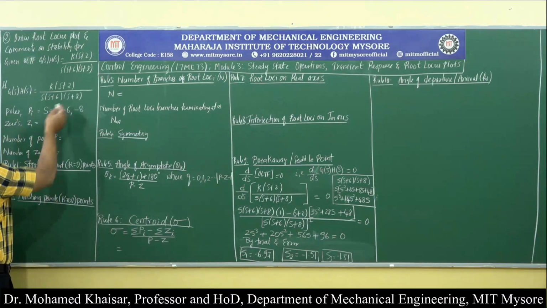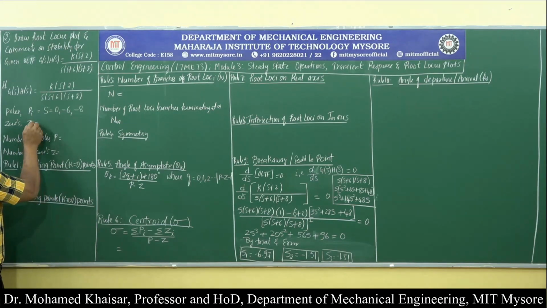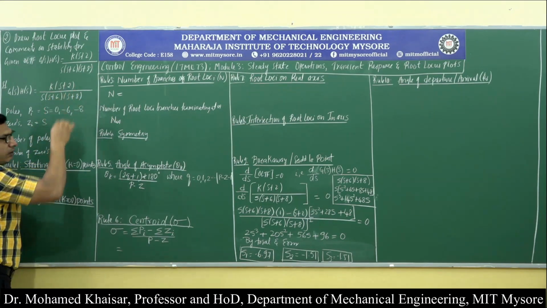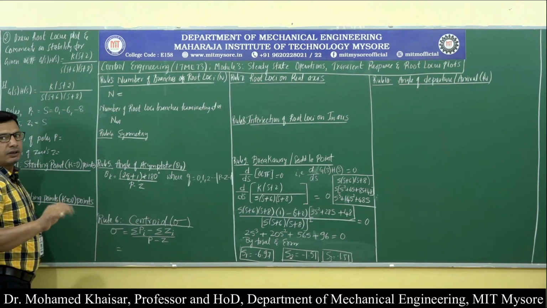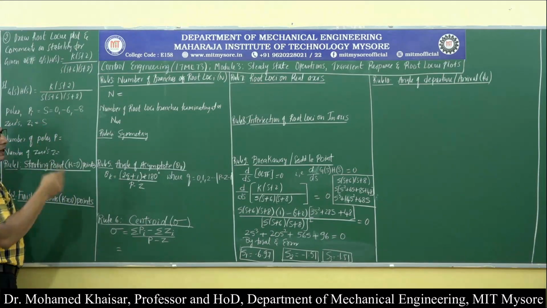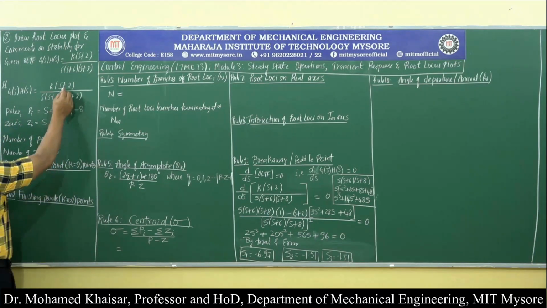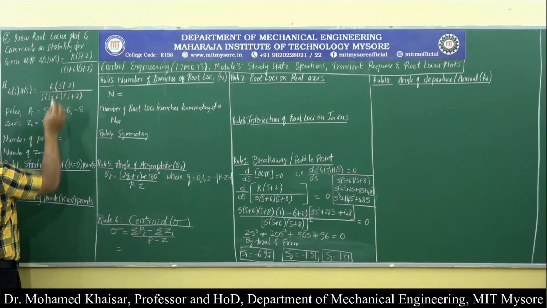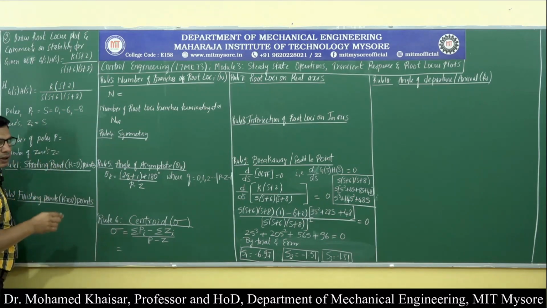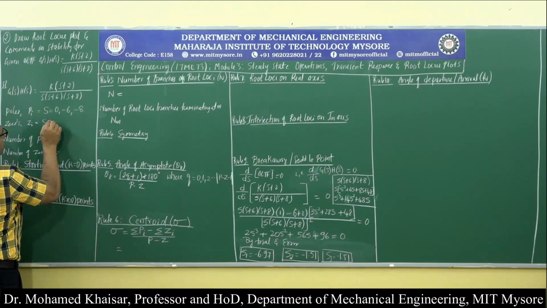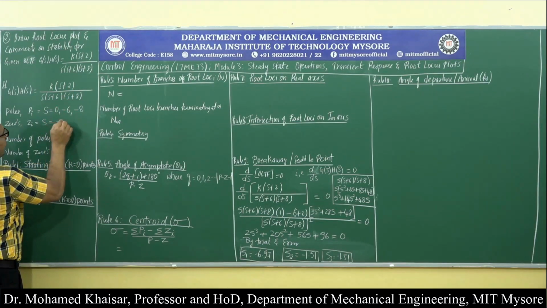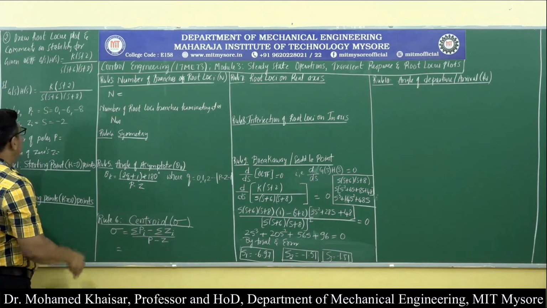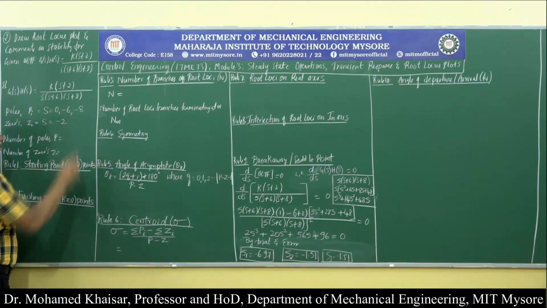Then what are the zeros we are given with? Zeros are denoted by Zi. Again you need to equate the numerator terms to 0, except the constant. You need not equate the constant to 0, only the s terms. So s plus 2 is the only factor present in the numerator apart from the constant. So s plus 2 equal to 0, therefore s is equal to minus 2. That means there is 1 zero and there are 3 poles.